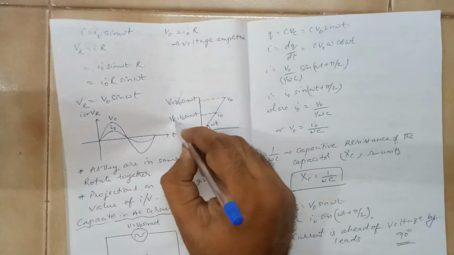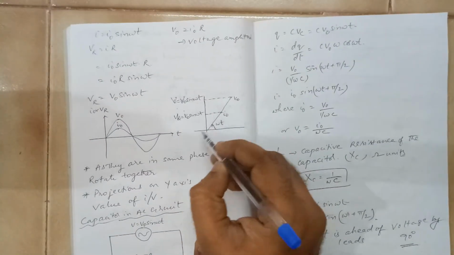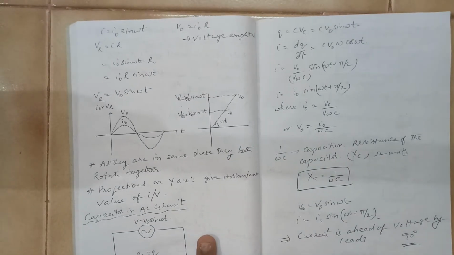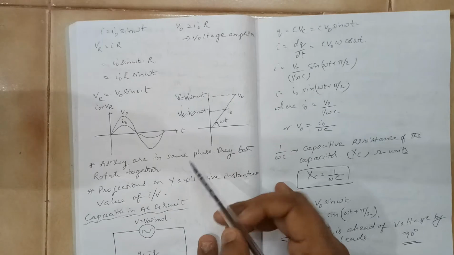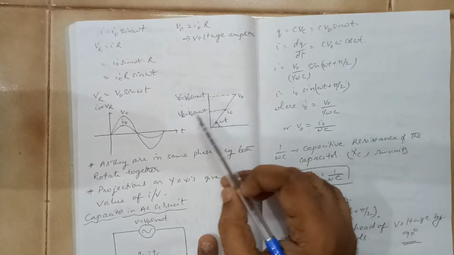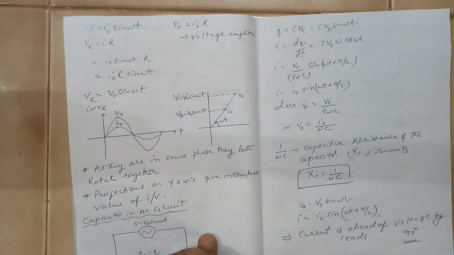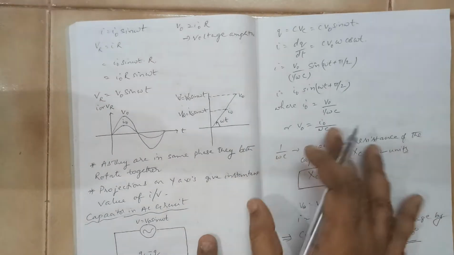Okay, and this will be IR is equal to I0. This is the current value, this is the V value. Both are in the same phase. When V0 is rotated by 270 degrees, I0 also will be rotated by 270 degrees. That is the meaning of that, okay.